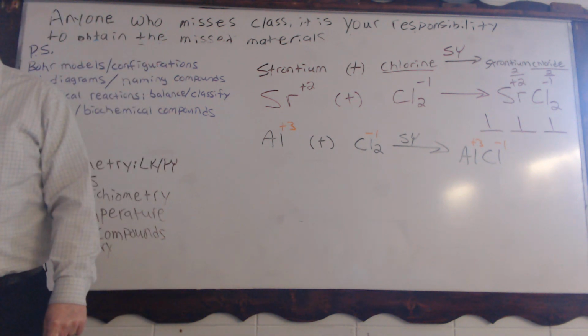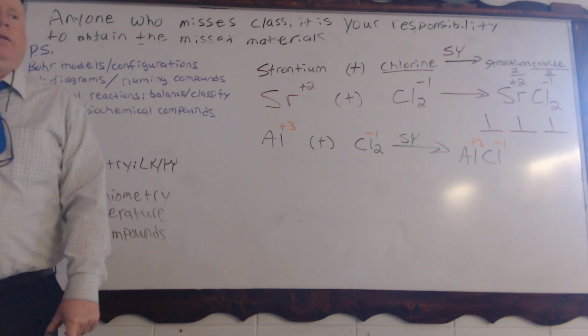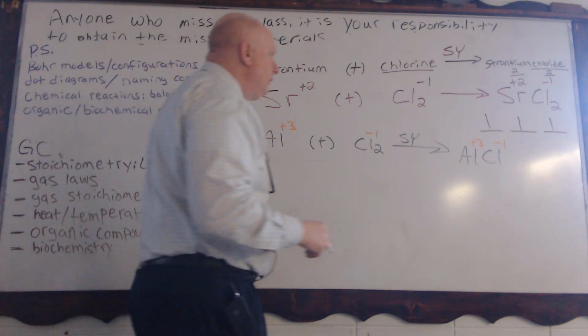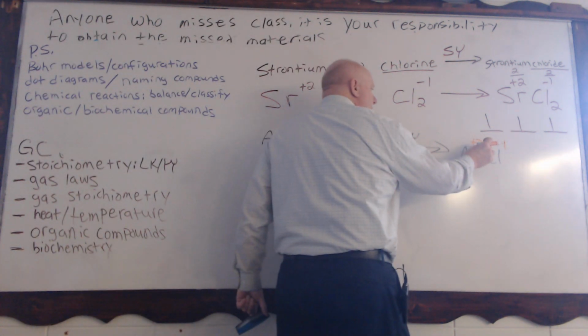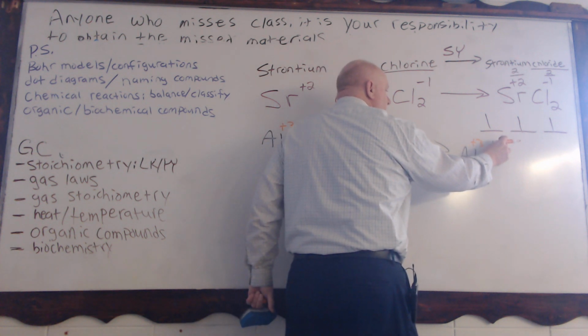What is your least common multiple? Least common multiple is 3. What's 3 divided by 3? 1. 3 divided by 1?